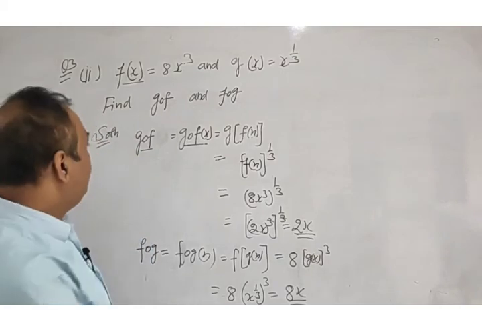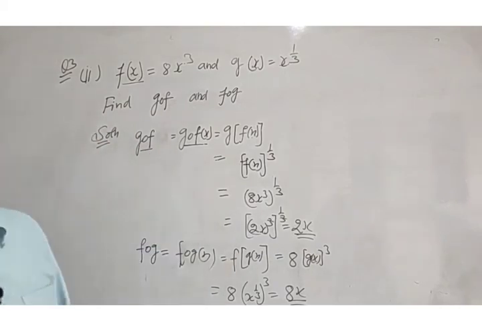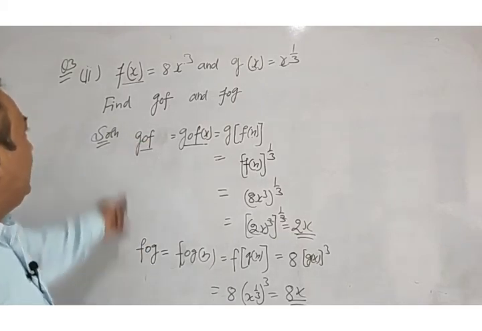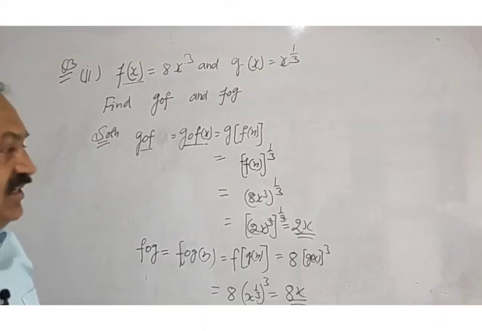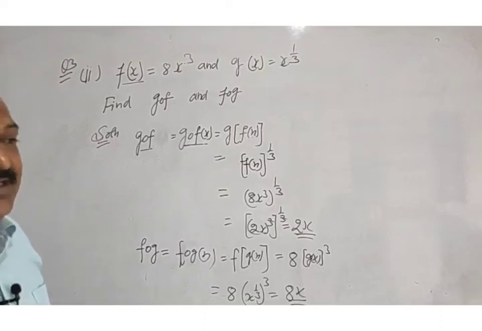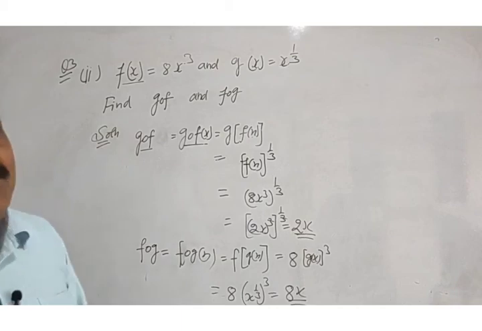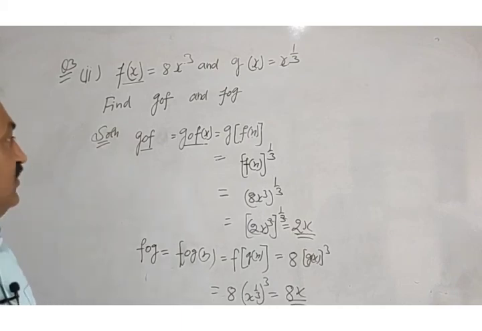In this way, we can find the value of composite functions fog and gof if f(x) and g(x) are given to you. This is the method, the simplest method to find these values of composite functions.